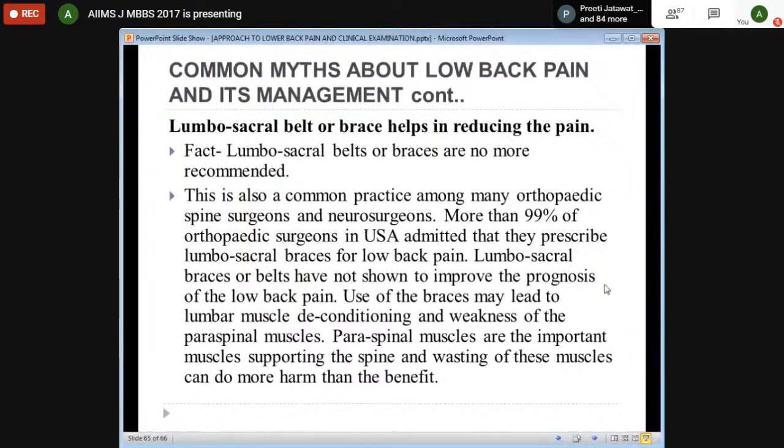Of course, braces can be used for a short duration of 2 to 3 weeks, just to make the patient aware of his back position and certain positions he should avoid. That actually works as a kinesthetic reminder, nothing more. So don't wear braces for more than 2 to 3 weeks because that will cause further deconditioning and weakness of the paraspinal muscles. Paraspinal muscles are the most important muscles supporting the spine, and wasting of these will cause more harm than benefit and also limit the treatment options.